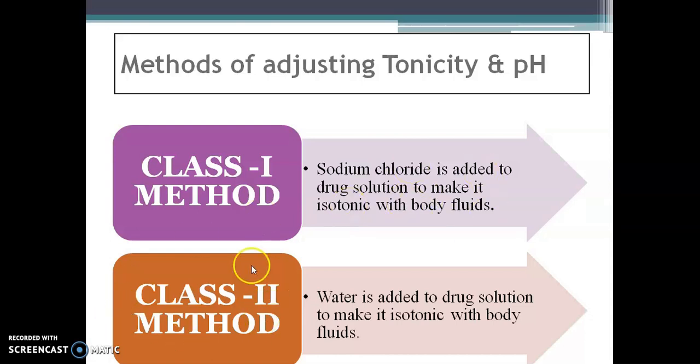Now second is the class 2 method. Water is added to the drug solution in sufficient amount to form an isotonic solution, and the final volume is adjusted with an isotonic solution or buffer isotonic solution with the body fluid. These are the two methods for adjusting the tonicity.